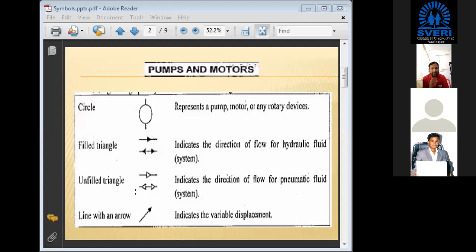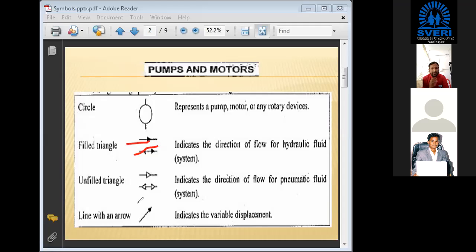Okay, see on the screen, third symbol. This one is a filled triangle, unidirection. This is a filled triangle, both directions. A filled triangle means it is a direction. It is showing the direction of the flow for hydraulic fluid.